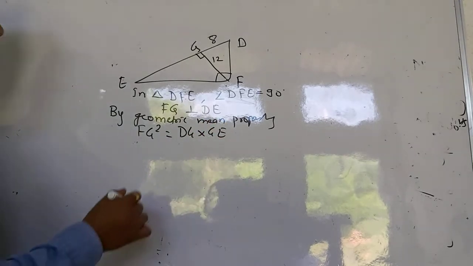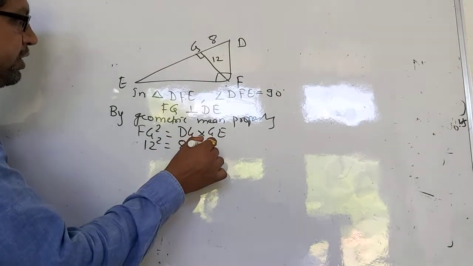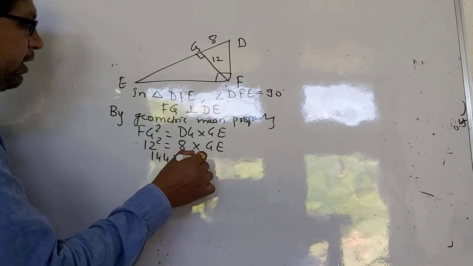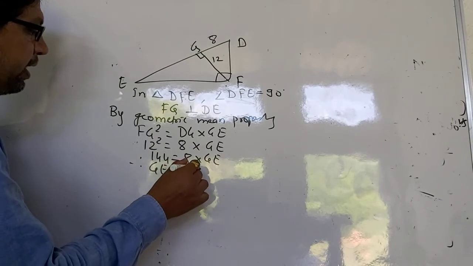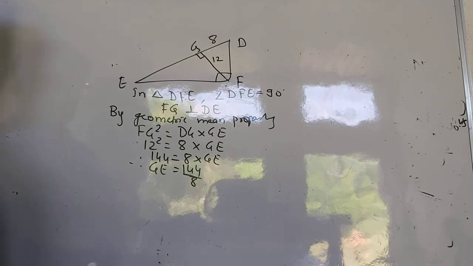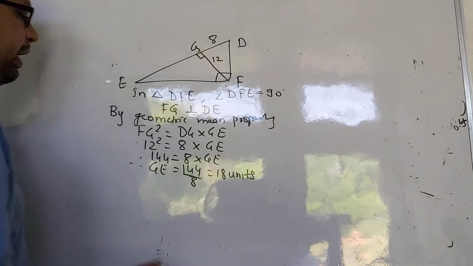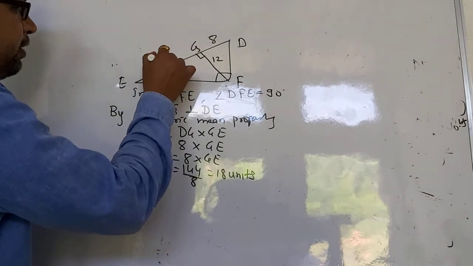Substitute the values here. Here 12 square is equal to 8 into GE. So 144 is equal to 8 into GE. Therefore, GE is equal to 144 by 8. It is not given in centimeters, so you can use the unit here, 18 units. Next, we got GE here, that is 18.